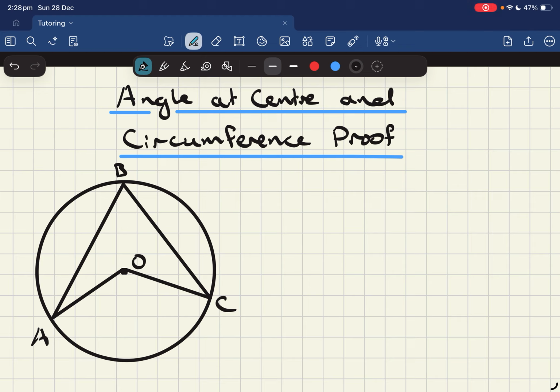So in this video, we are going to prove the circle theorem that the angle at the center of a circle, so this guy here, is twice the angle at the circumference standing on the same arc. So we are talking about the arc over here, okay? So we can see this arc subtends both of these.